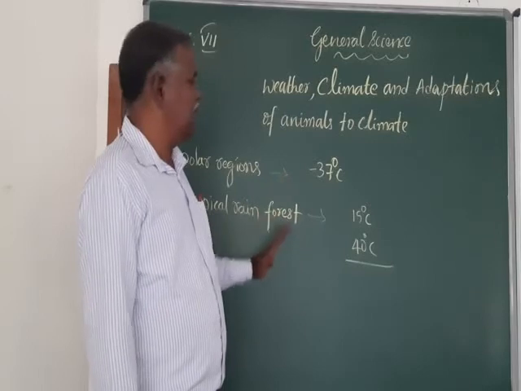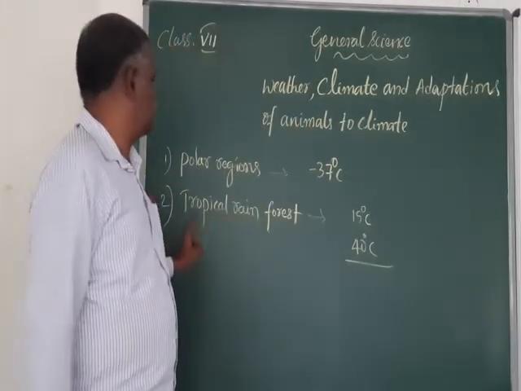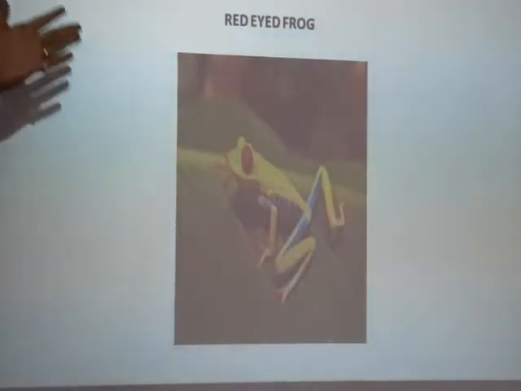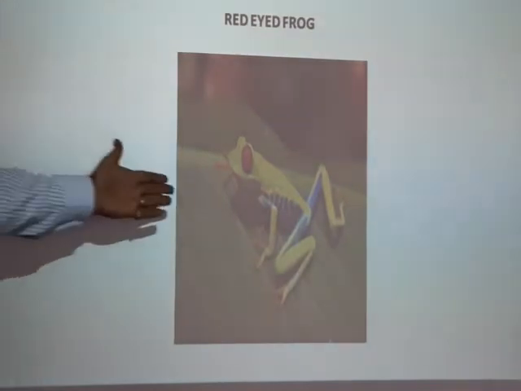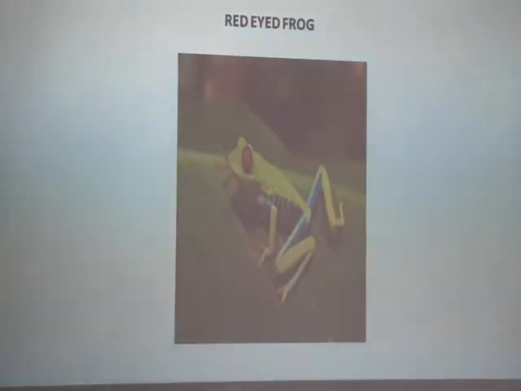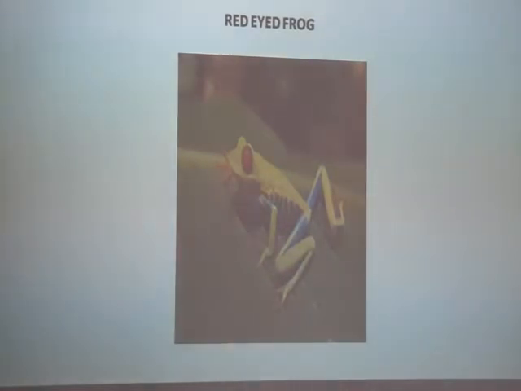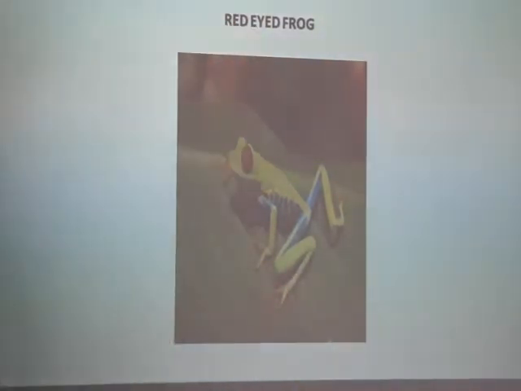Let us study about the animals that live in this tropical rainforest area. In this region, there are varieties of animals, a huge population of animals, because they get varieties of food. Here is this red-eyed frog. It has sticky fans. With the help of them, it can climb and hold the branches. It can catch insects. This animal is called red-eyed frog.